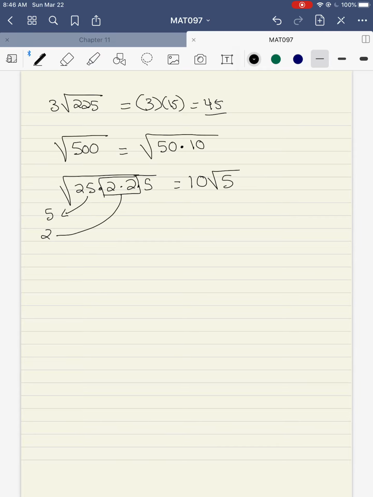What I could have done is I could have broken this down right off the bat to, let's say, 100 times 5. So if I noticed that 500 is 100 times 5 and 100 is a perfect square, I would have got my answer right away. So again, it doesn't really matter how you break these numbers apart. You still will get the same answer as long as you bring it down to the final point.